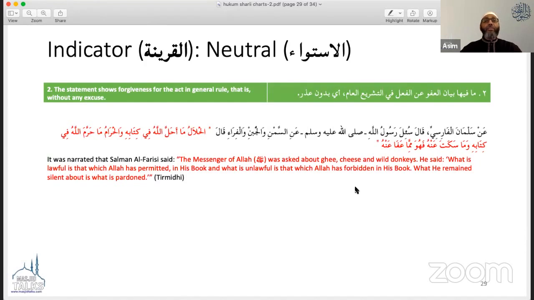And the other indicator that shows the command carries neutrality, or istawa, or the hukum of mubah, is if the statement shows forgiveness for the action in a general way, without any kind of excuse. So if the action is done, it is allowed.